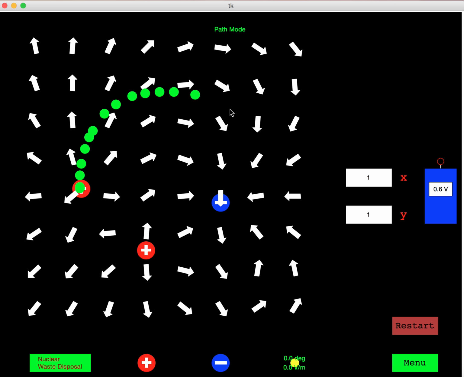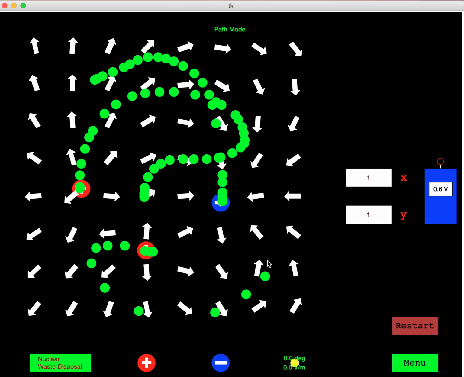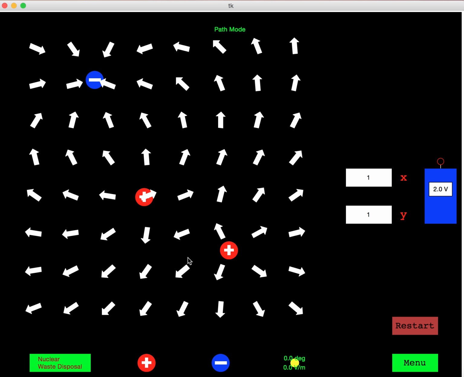So I press on a particle, I draw a little path for it, and then I can do that with all of them. And then once I press on any key on the keyboard, you can see that it follows that path, and the electric field is being updated accordingly. So the user can play around with that and see how the electric field changes when multiple particles move.